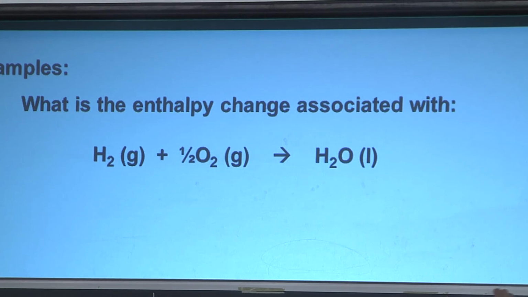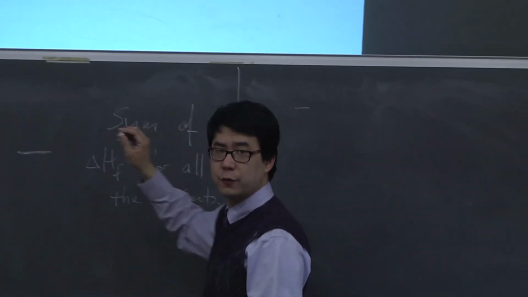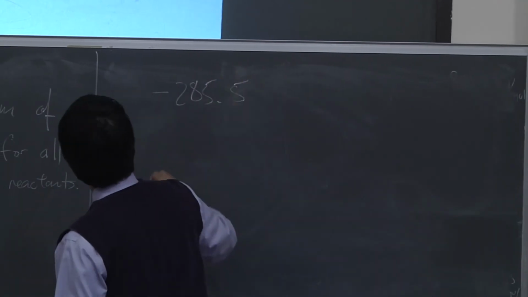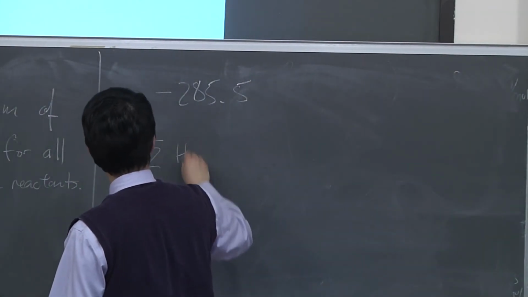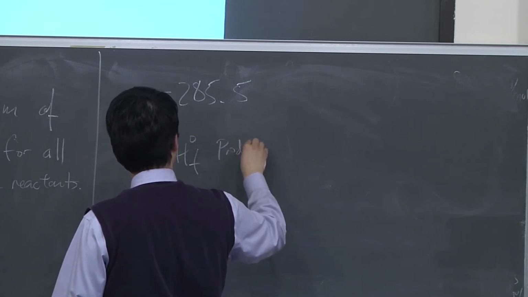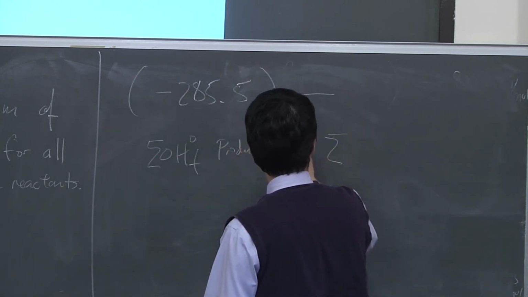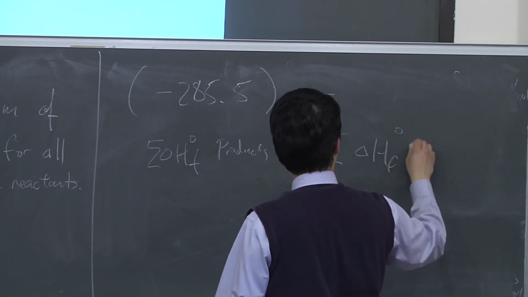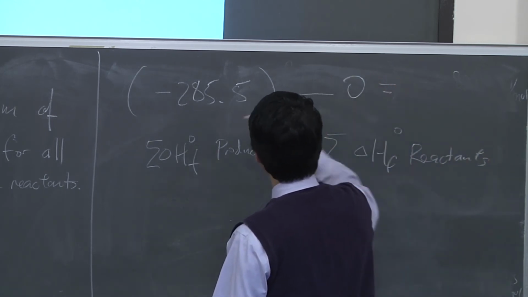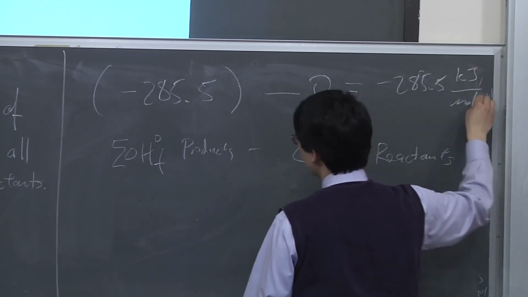So when we do this, we're going to say the sum of the delta Hf naught for all the products, which is, what did I say it was, negative 285.8, minus the sum of the delta Hf naught for the reactants, which is 0. And so negative 285.8 minus 0 equals negative 285.8 kilojoules per mole. Not too bad, right?